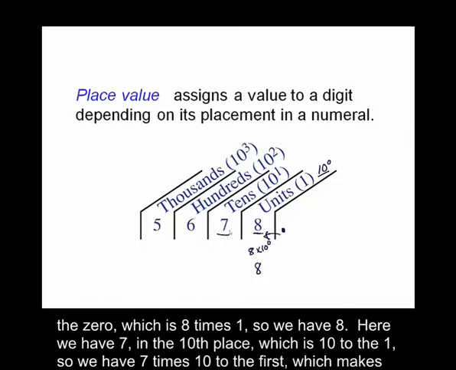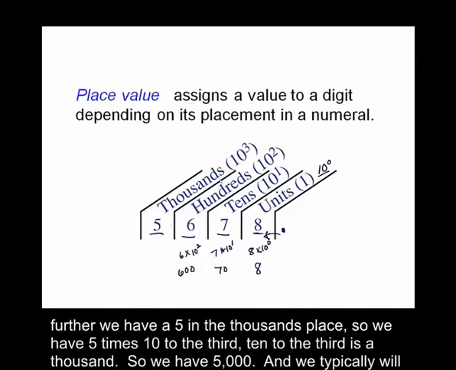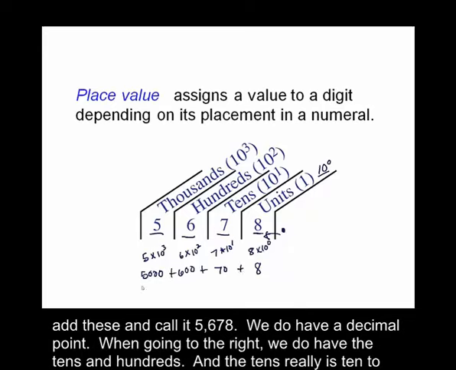Here we have 7 in the tens place, which is 10 to the 1, so we have 7 times 10 to the first, which makes 70. Here we have 6 in the hundreds place, which is 10 squared, or 100, so 6 times 10 squared makes 600. Going further left, we have a 5 in the thousands place, so we have 5 times 10 to the third. 10 to the third is 1,000, so we have 5,000, and we typically will add these and call it 5,678.